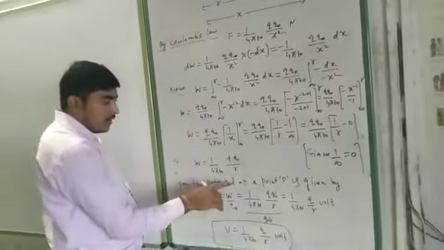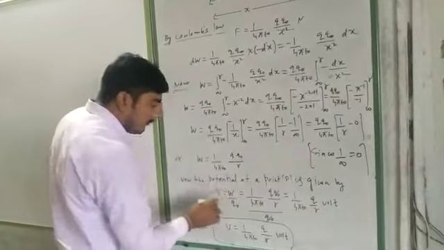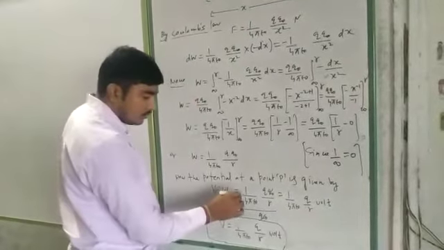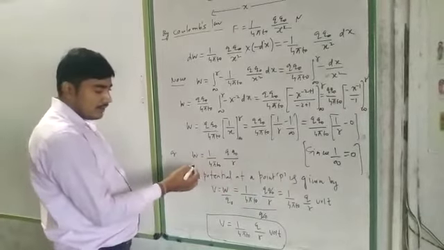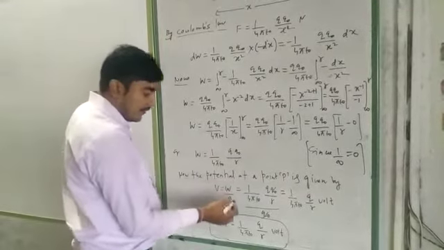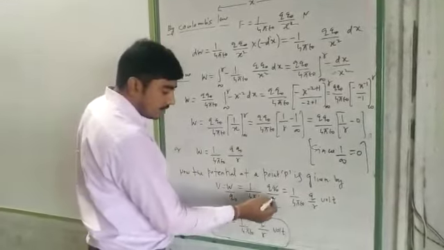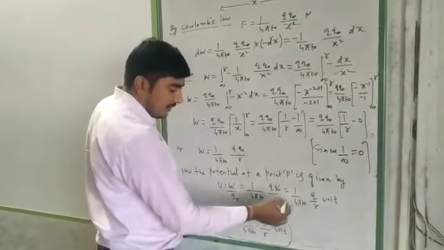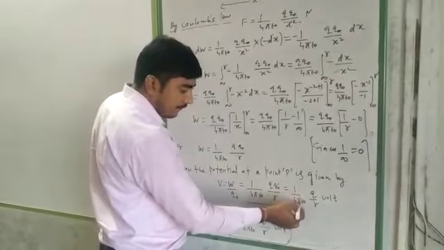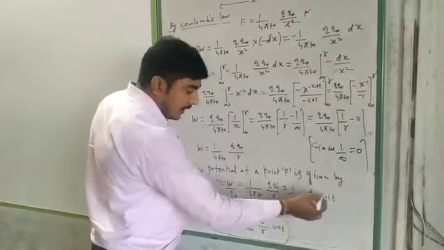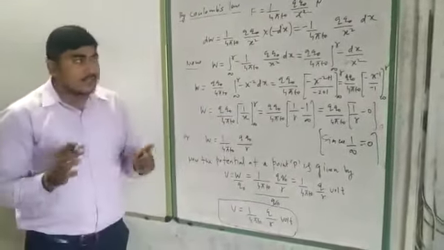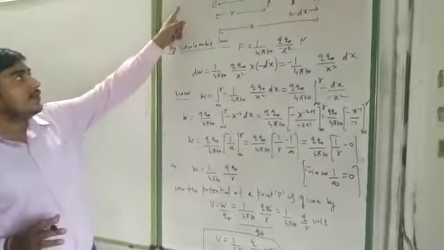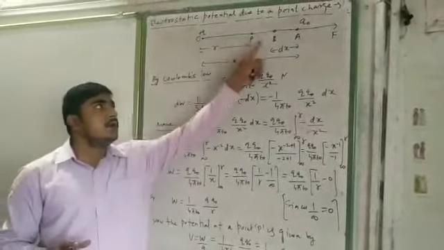Now the potential at a point is given by V equal to W by Q naught. So we divide the above equation of work done by Q naught. Q naught cancels, and we get 1 by 4 pi epsilon naught Q by R volt. So V equal to 1 by 4 pi epsilon naught Q by R volt is the electrostatic potential due to a point charge.